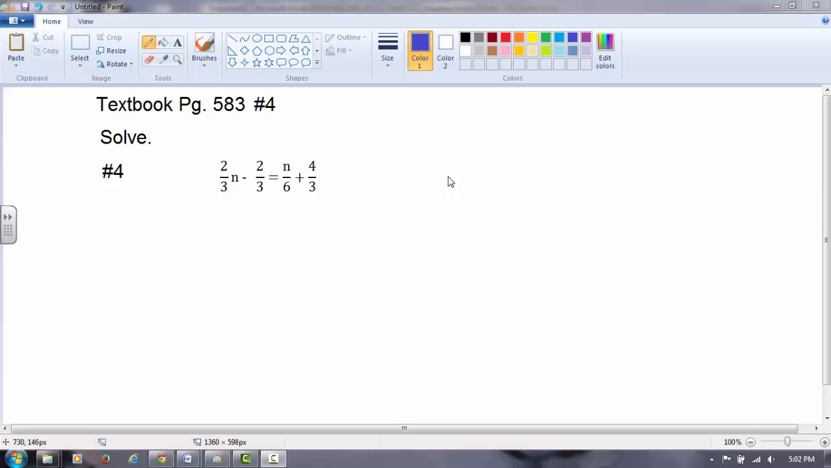This problem is from the textbook, page 583, problem number 4. I'd like you to solve 2/3 n minus 2/3 equals n over 6 plus 4/3.